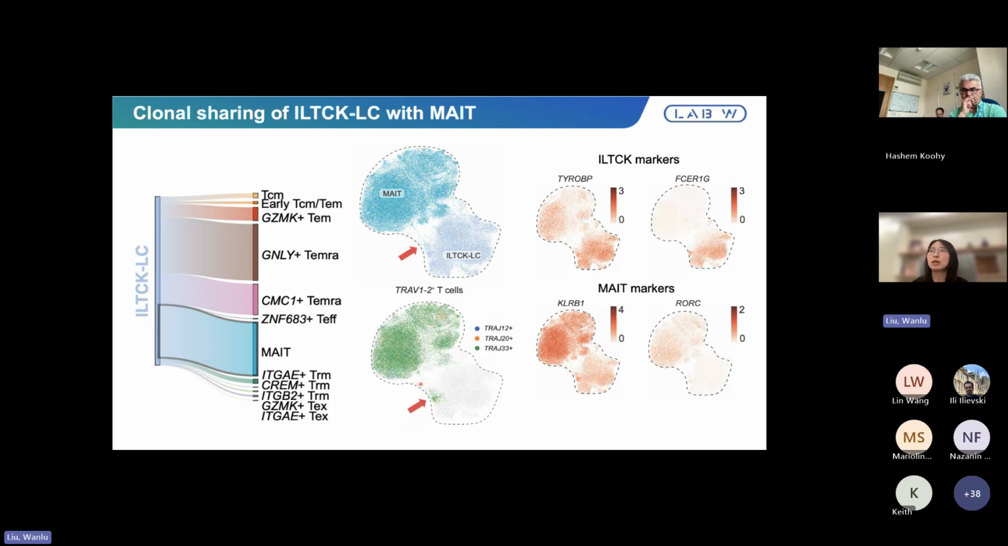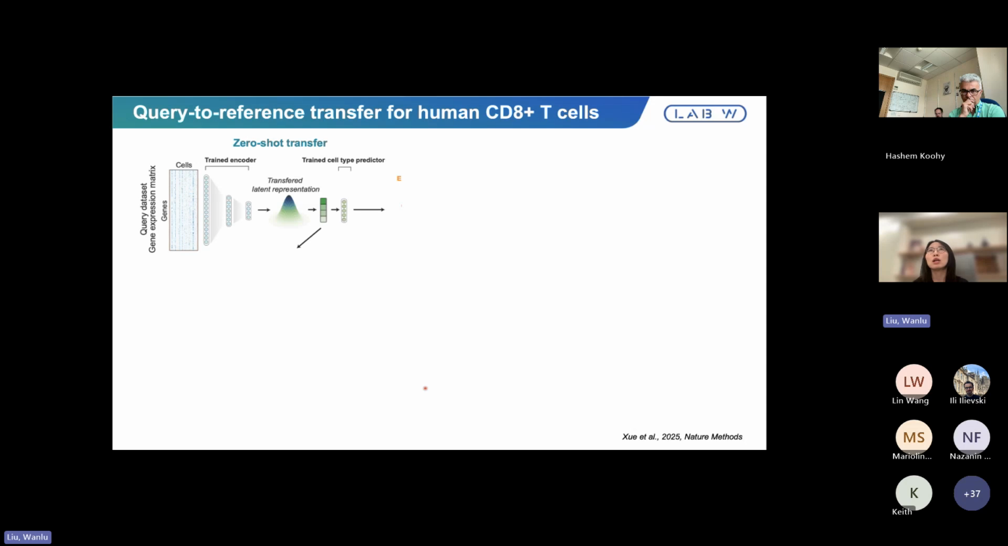And most importantly, you can see that part of those IOTCK-like cells, highlighted here, are actually using the invariant AJ genes of the MAIT cells. So they are very likely to be either IOTCK cells using the MAIT TCR, or MAIT cells having a different phenotype, that is, a different state where the cell transcriptome is very similar to those IOTCK cells.